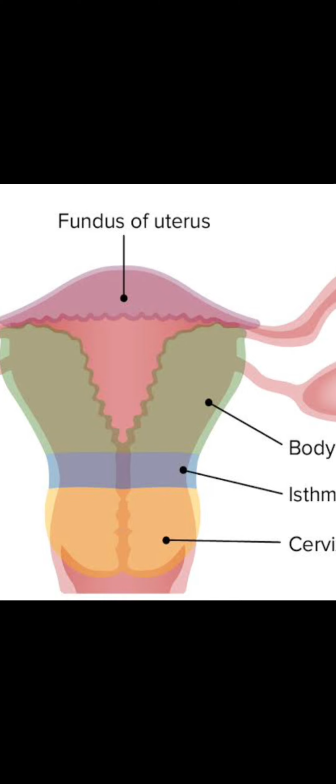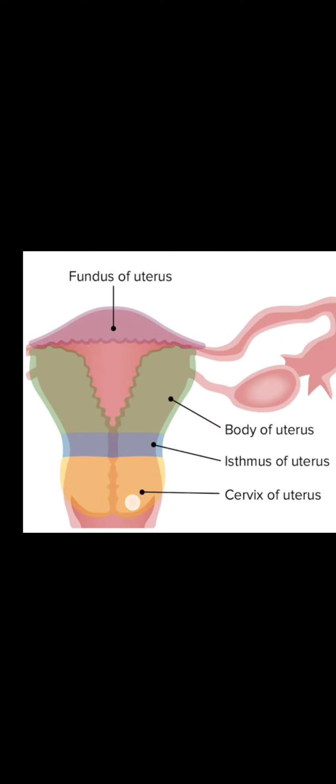Now let's move on to the layers of the uterus. We have three layers in our uterus: the outer layer, middle layer, and inner layer.